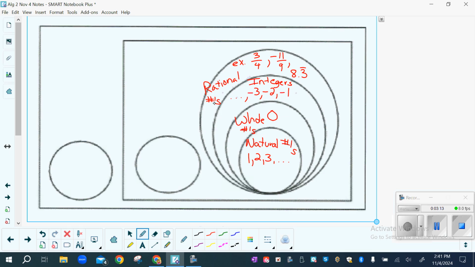Okay, so now, in this other box over here, I'm going to put the square root of 5. I'm going to put pi. These, again, are examples. And then I'm going to put 1.4, negative 1.4713 with no pattern. So it's a decimal that does not have a pattern.